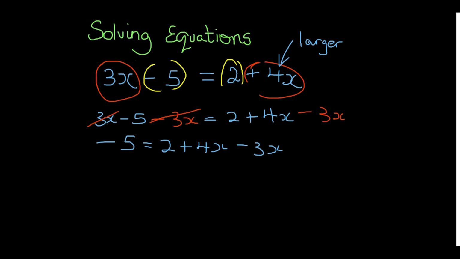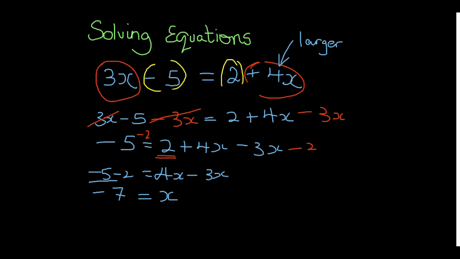Now, I have a constant on this side, and I want to put all my like terms on one side. So what I need to do now is subtract 2 from both sides. And this will give me minus 5 minus 2, 4x minus 3x. And all I have to do here is simplify, and I'll be able to solve. Minus 5 minus 2 gives me minus 7. And 4x minus 3x leaves me with just a positive x.